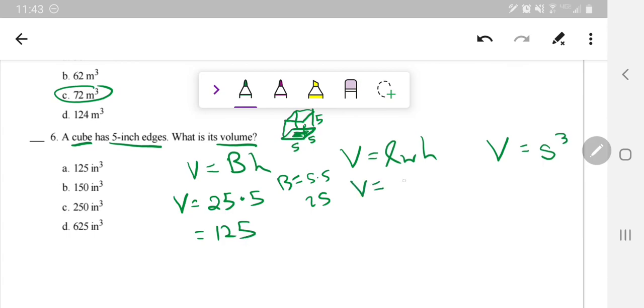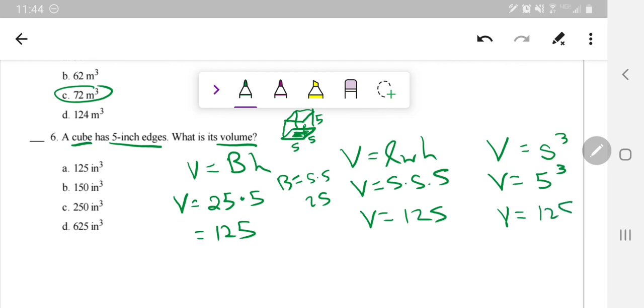If we do it this way, we get 5 times 5 times 5, because that's the length, width, and height, because all the dimensions of a cube are the same, and that comes to 125. Or volume equals side cubed, so 5 to the 3rd power. Since all the dimensions are the same, we just multiply by itself 3 times, and that comes to 125 as well. And all of these should be inches cubed. So we have 125 inches cubed.